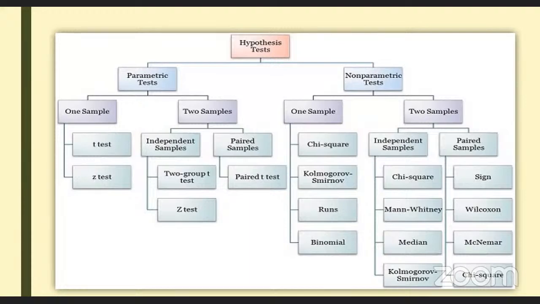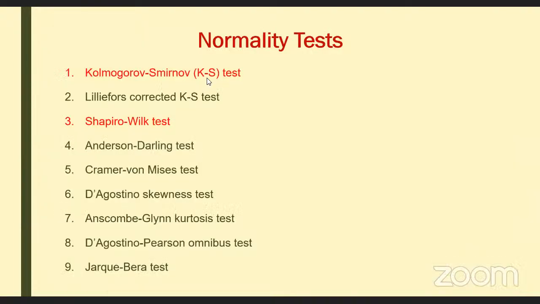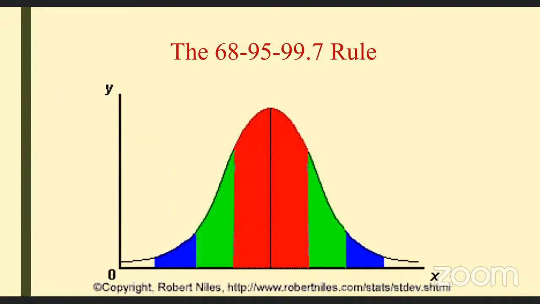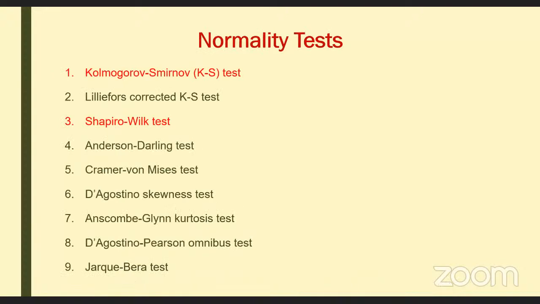Then, we'll go to the normality test. You must be knowing about this normal curve, or the 68, 95, 99.7% rule that we apply. It is said that if data follow normal distribution, in the case of a continuous variable, you can go for a parametric test. If your data do not follow normal distribution, then you have to go for a non-parametric test.